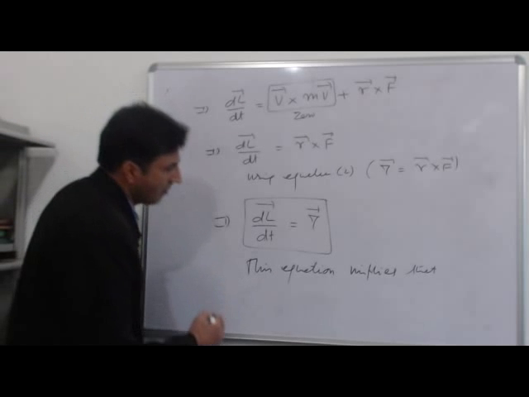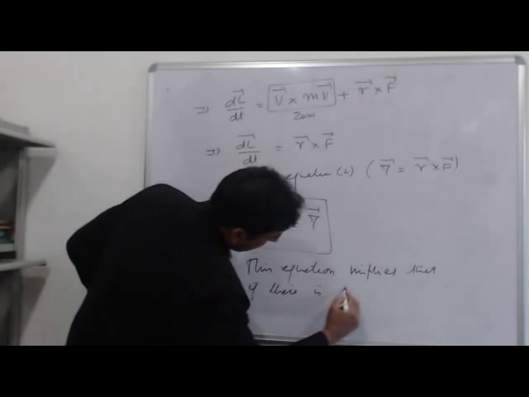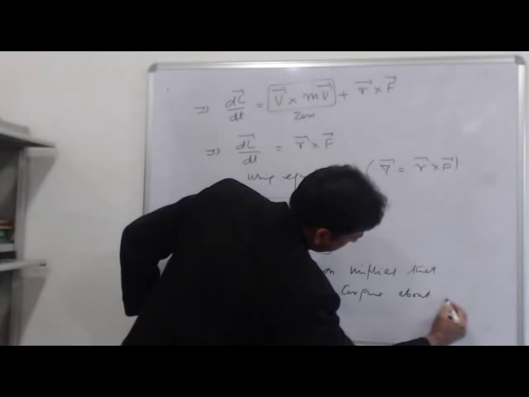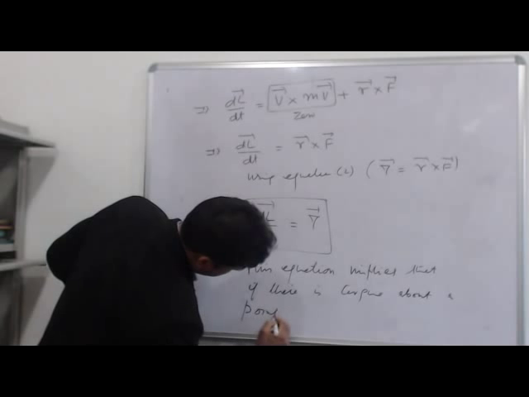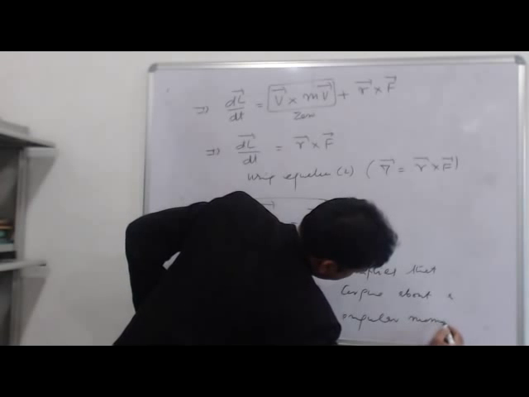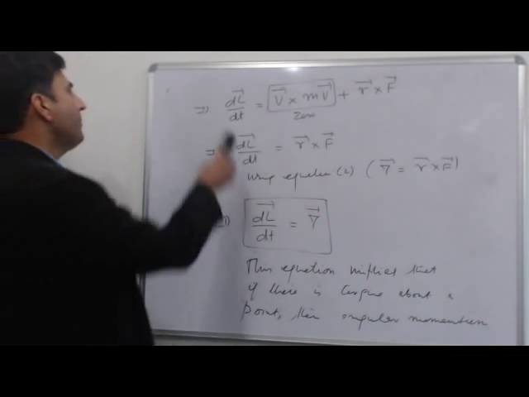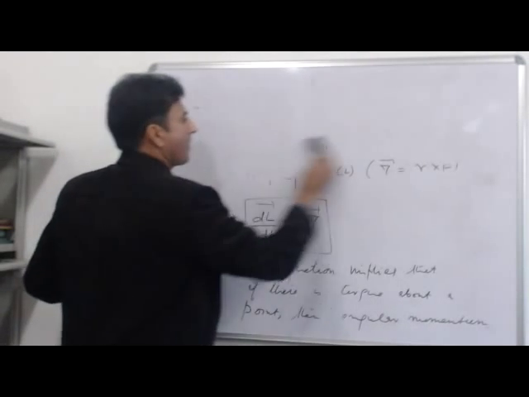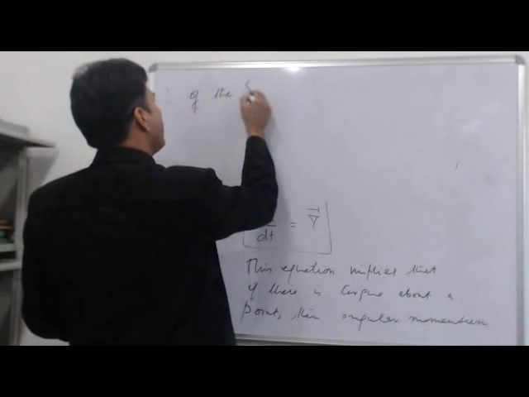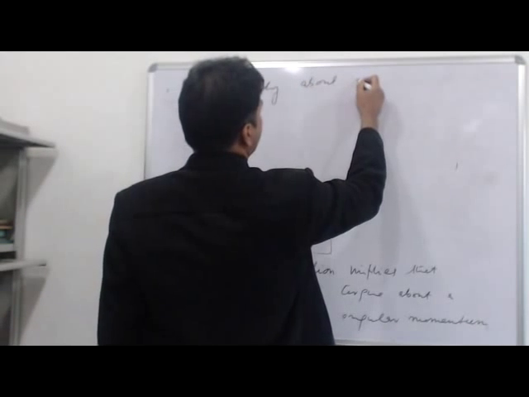So this equation implies that if there is torque about a point, then the angular momentum of the body about that point changes.